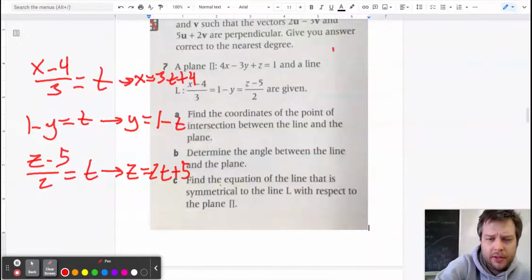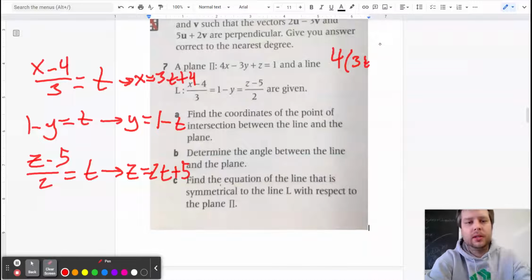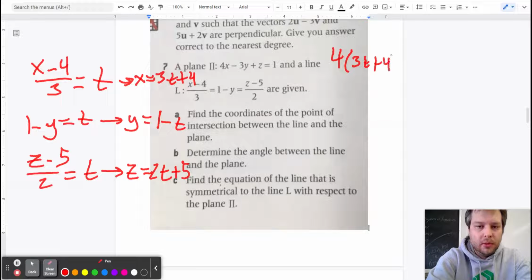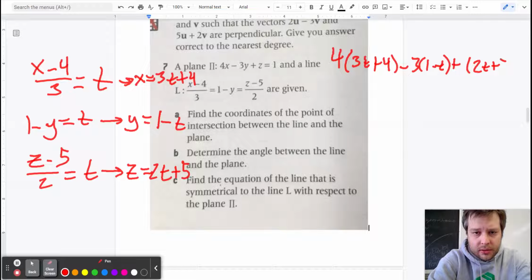And then we substitute those all into the equation pi. So 4 times (3t plus 4) minus 3 times (1 minus t) plus z, which is 2t plus 5, equals 1. Now we just distribute everything out. Hope it comes out to something nice. Let's see.